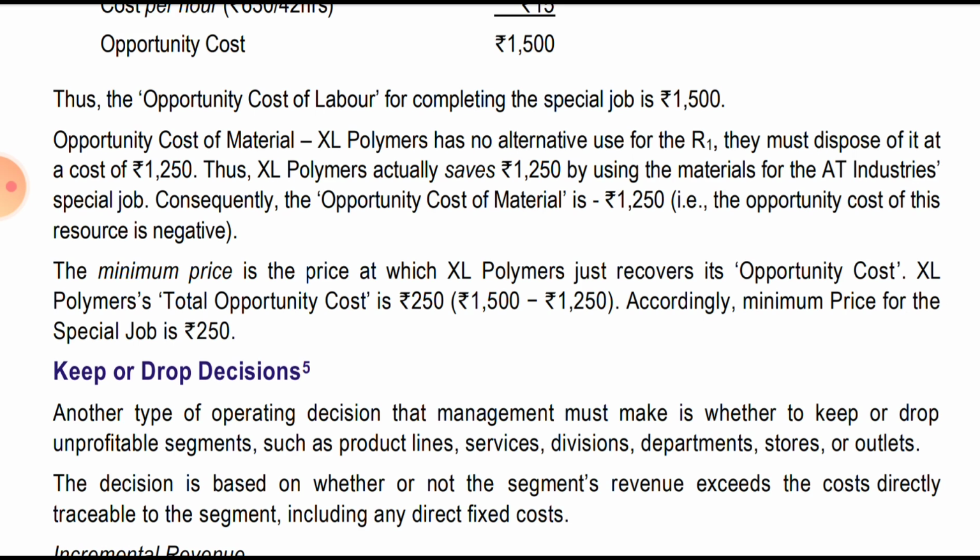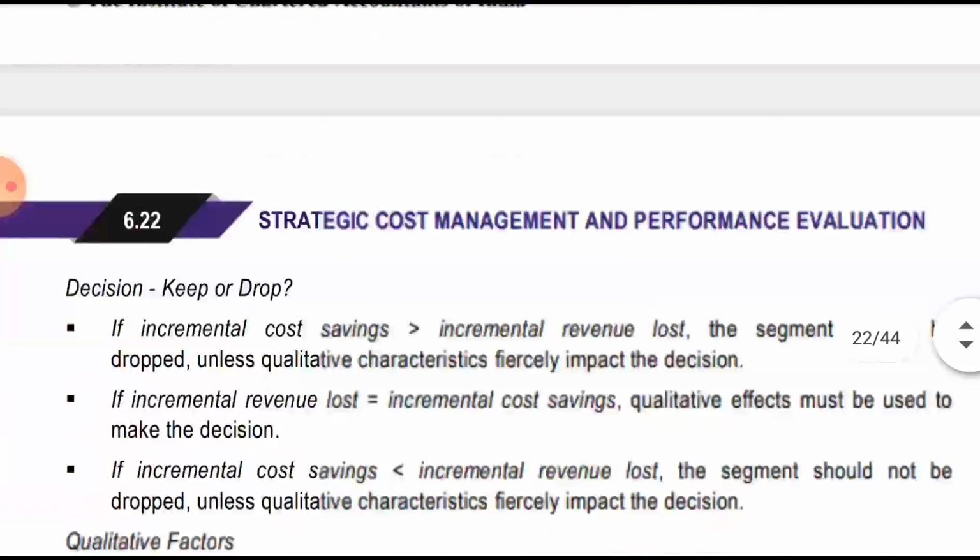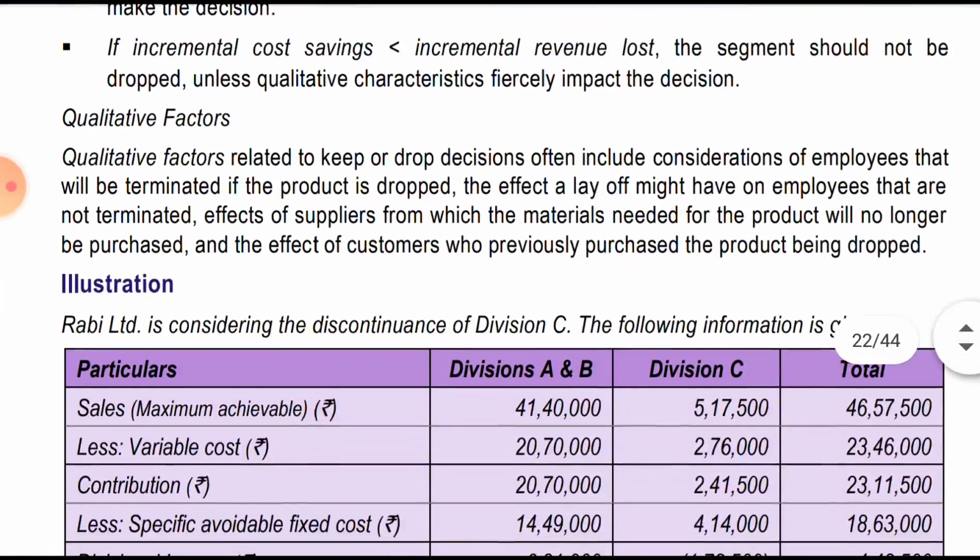Then the minimum price is the price at which Excel Polymer just covers its opportunity cost. Excel Polymer's total opportunity cost will be 250, that is 1500 minus 1250. Accordingly the minimum price for the special job is 250. Simple, 1500 minus 1250. Then we will move on to the next illustration.